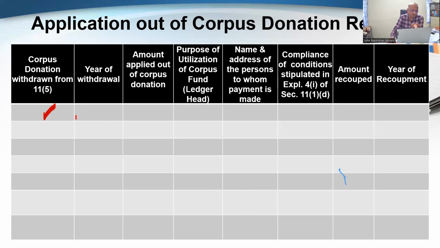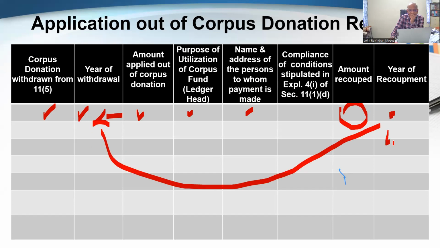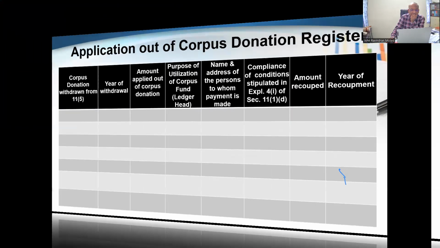What is the amount withdrawn, the year in which you withdrew it, the amount applied out of corpus donation, how much you have spent out of this, what is the purpose utilized, the name and address of the person to whom these applications are made, and compliance with conditions, which we already explained. And in case you are recouping, what is the amount recouped and in which year. Please note that the period is only 5 years. From the year of withdrawal, you can recoup only within 5 years' time.